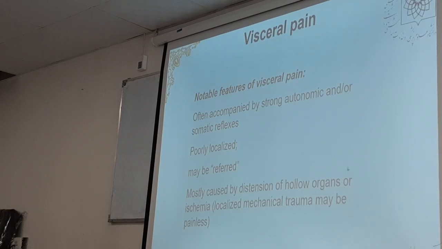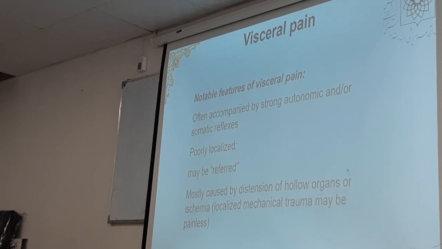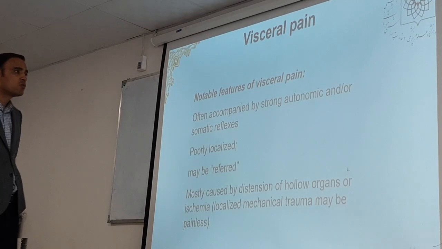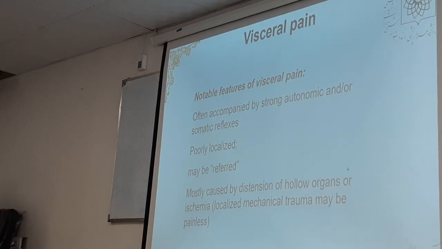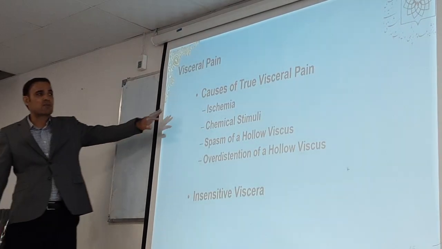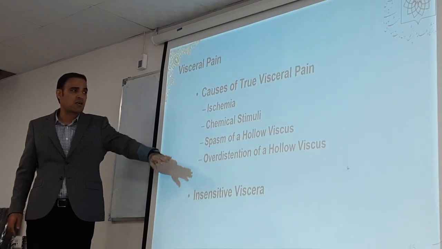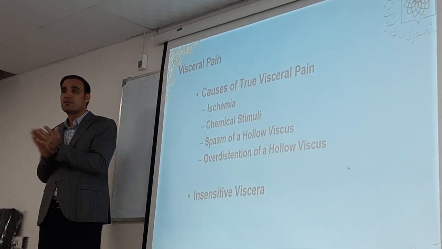I told you visceral pain therefore is poorly localized. It is because of ischemia, distension, or chemical stimulus, and it is also referred. And as I told you, this is showing the most common causes of visceral pain: ischemia, chemical stimulation, and spasm also. I forgot to say.